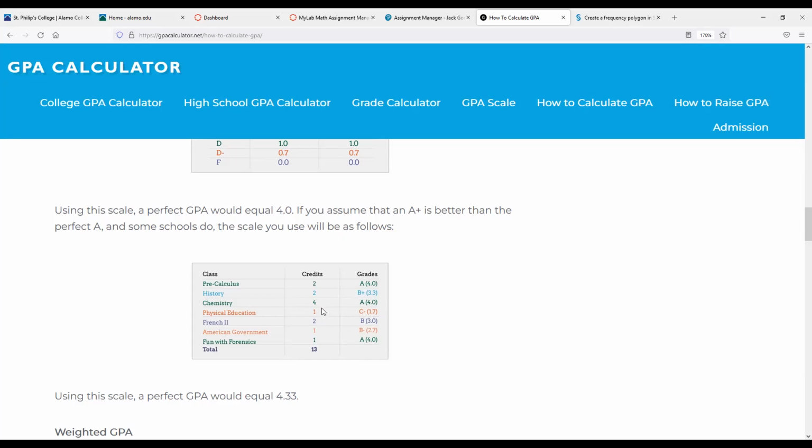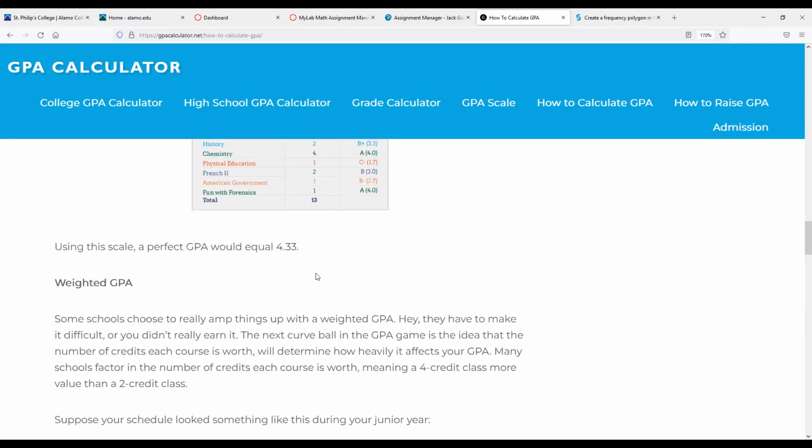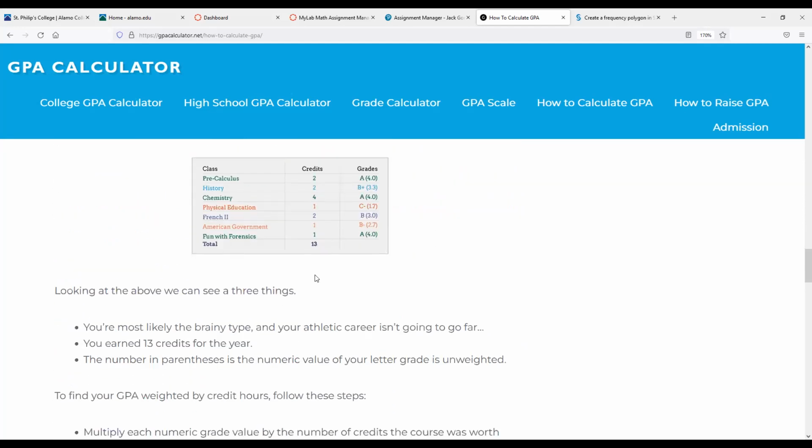So I should have a decent GPA, but if you get an F on a 4 hour class, then that's going to be hard to overcome, or most likely we'll have to redo it. Otherwise it's going to be a big deal. But anyway, that's how it works. You multiply the credits times what it's worth, you add it up and you divide by the total credits. That's all.